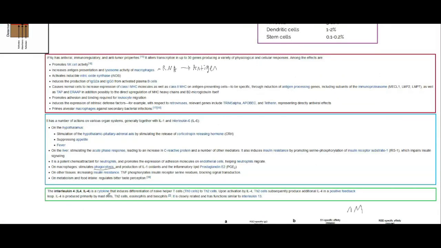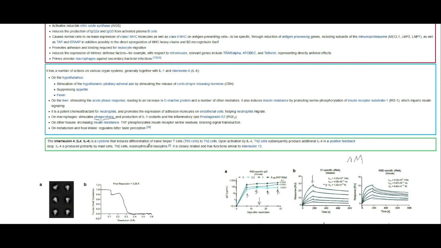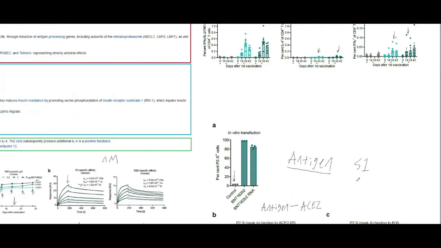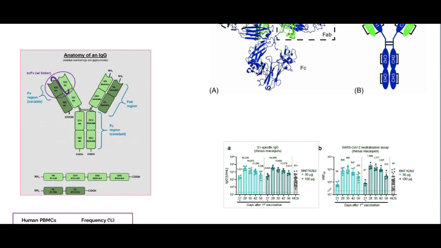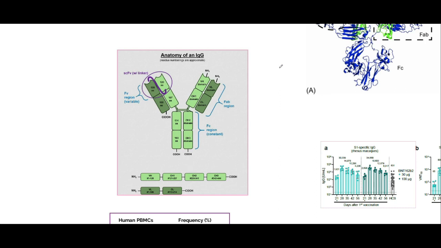And the interleukin 4 is a cytokine that induces differentiation of naive T cells. So this is what will make our T cells turn into T cells that specifically respond to this antigen. Unfortunately, they seem to have only very little of the IL-4. We seem to have some IL-2, which is a different kind of interleukin, a different kind of cytokine, but little of this IL-4 response.